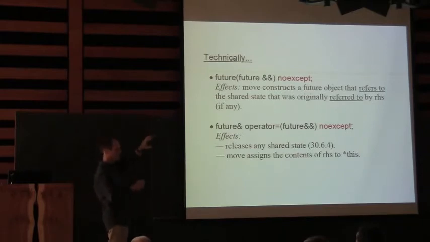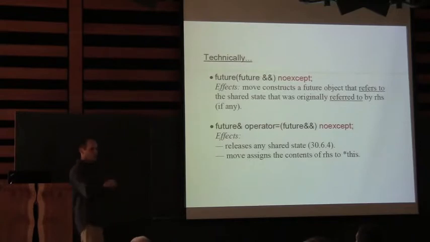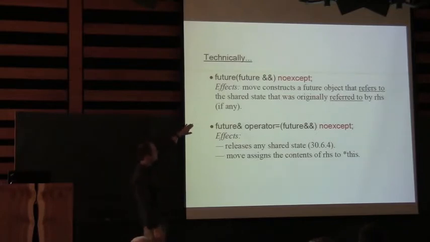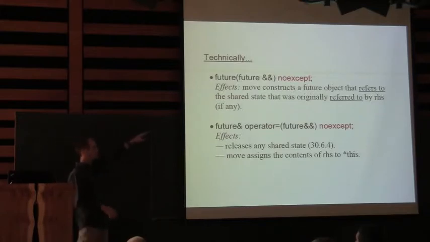In the standard, it's noexcept because they're thinking the shared state's down here and you're just moving this future around. And that'll never throw, right? Well, darn. And also, the effect of the move constructor is a future object that refers to the same state that was originally referred to. I don't have shared state that's being referred, so I don't know.